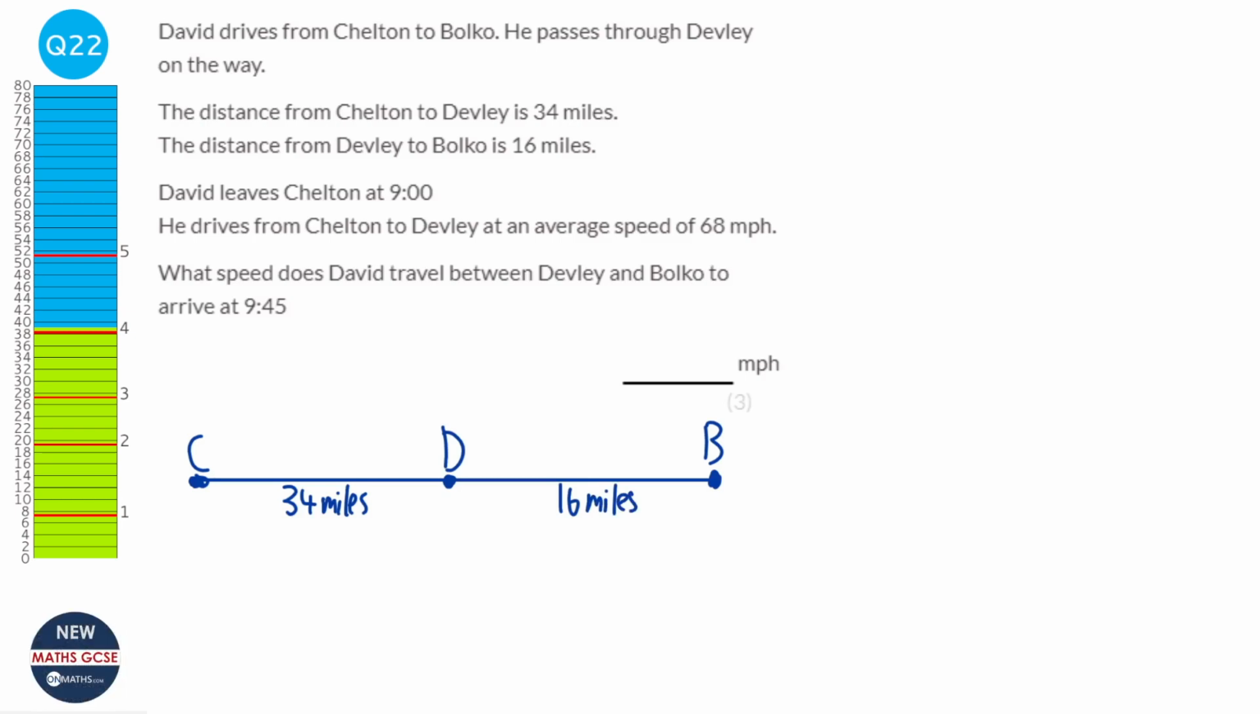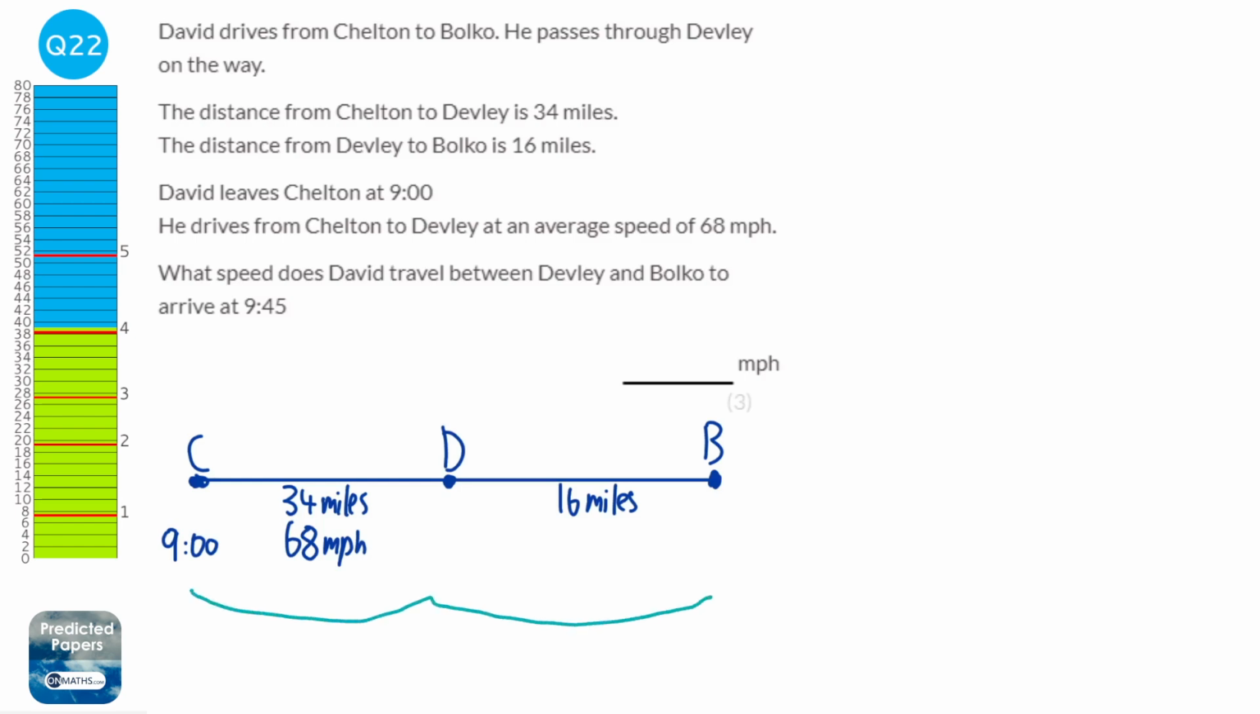David leaves Chiltern at 9 o'clock. He drives from Chiltern to Devley at an average speed of 68 miles per hour. And what speed does David travel between Devley and Bolko to arrive at 9:45? So the whole duration of this needs to be 45 minutes or 0.75 hours. And the entire distance is 34 plus 16, so that would be 50 miles.